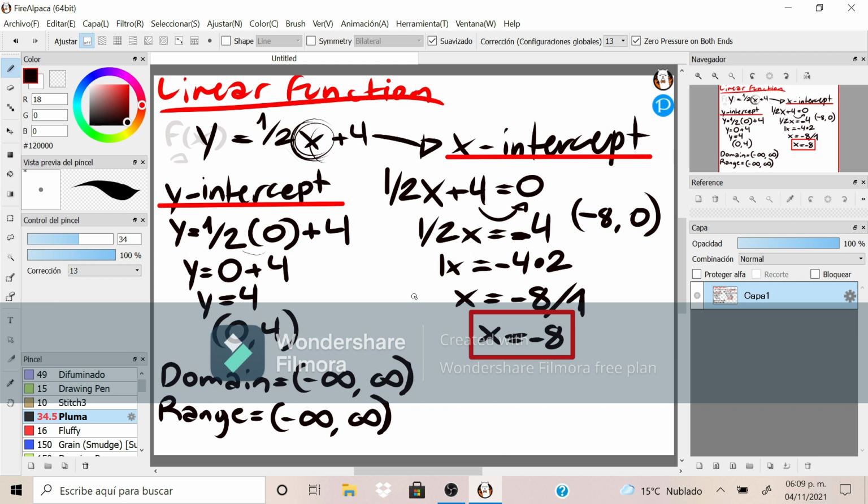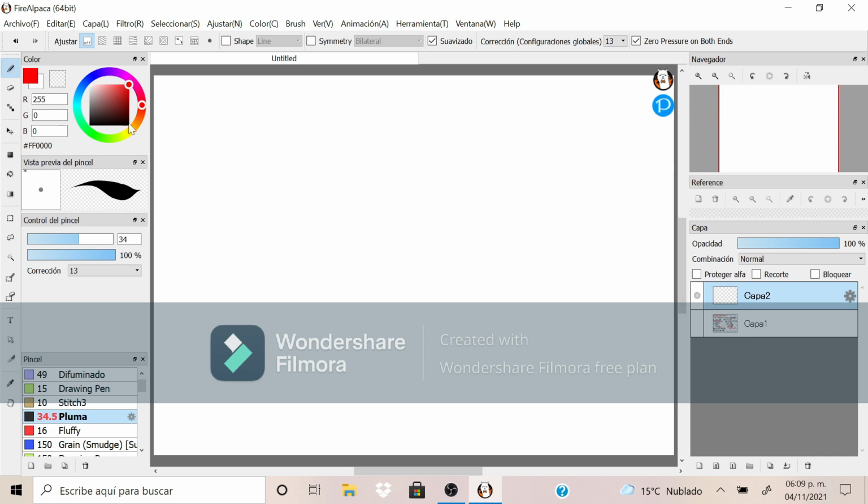And then how do we graph it? Basically we got the y-intercept, which, fun fact, is also known as the ordinate, and the x-intercept would be the abscissa. Okay, now we're going to graph this bad boy right here.